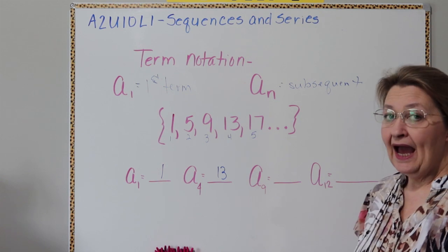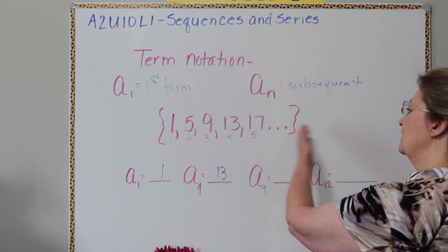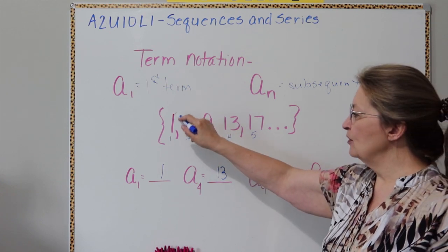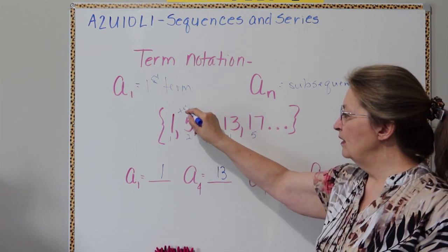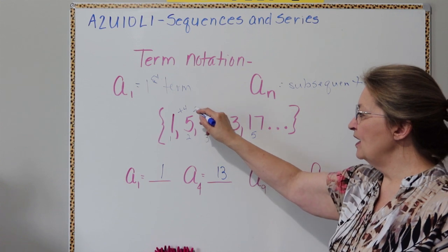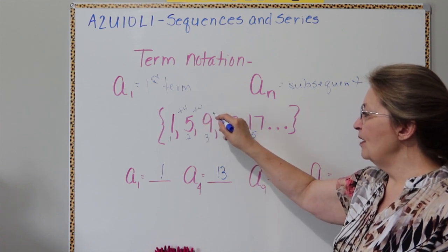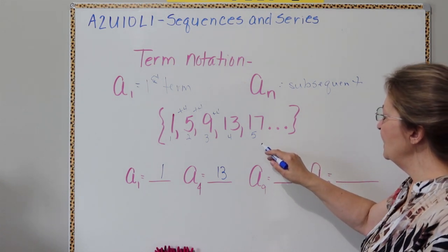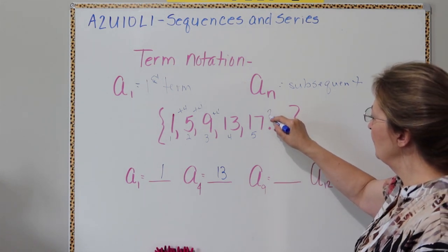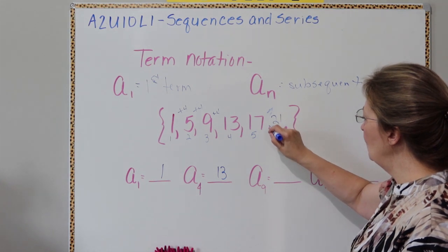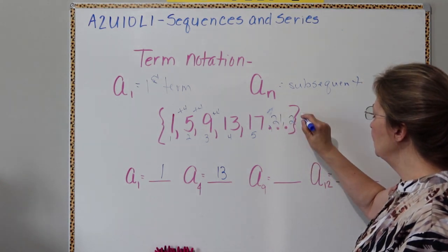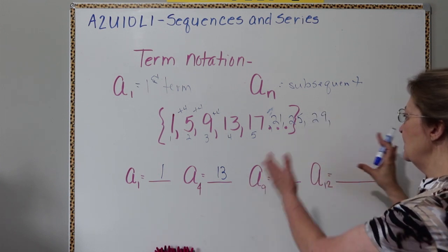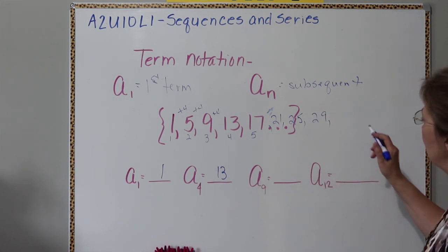Alright, A9. I don't have A9, so we're going to have to expand this set. Let's look for the pattern. What is the pattern from 1 to 5? 4 was added. From 5 to 9, 4. You see that pattern repeats, so that's our rule. Alright, what is 17 plus 4? 21. And 21 plus 4 is 25. And 25 plus 4 is 29. You see how it just keeps extending.